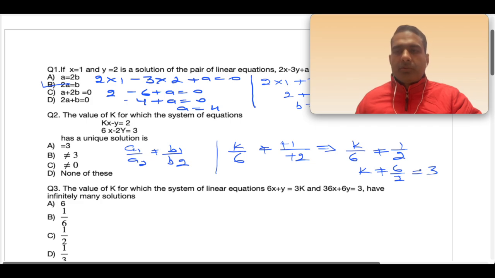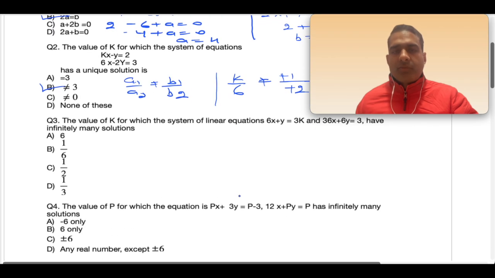So k should not be equal to 3. So our option B. So this was a simple question. It was asked what should be the value of k so that the pair of equations has a unique solution. And we applied the condition for the unique solution, that is a1 by a2 should not be equal to b1 by b2, where a1 and a2 are the coefficients of x and b1 and b2 are the coefficients of y. And remember, we took the coefficients of y with sign. So we have to always take the coefficients with sign.